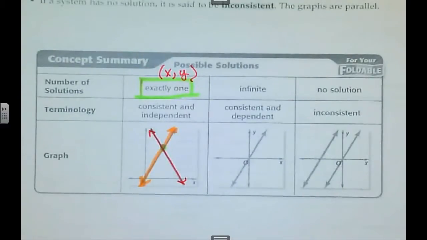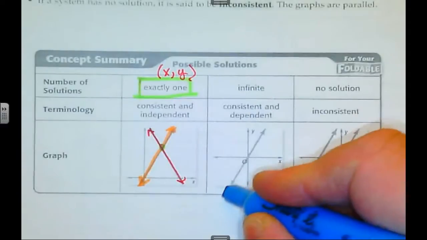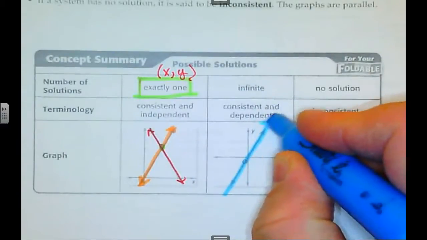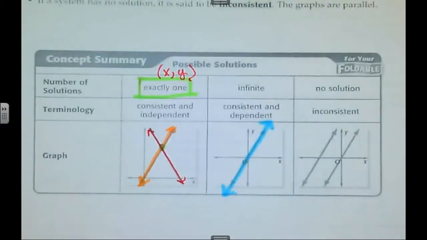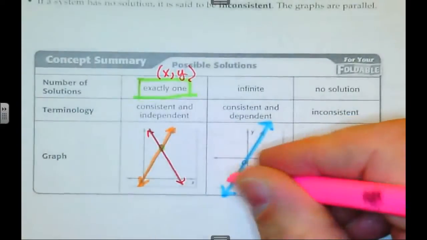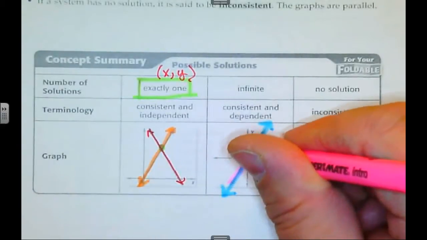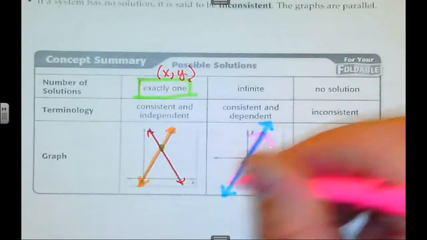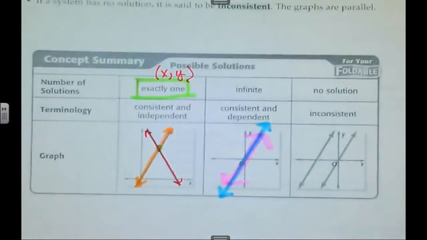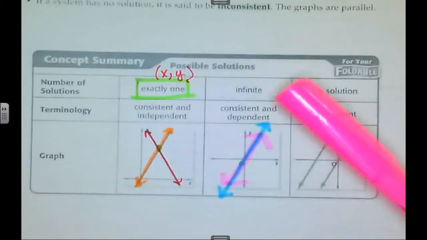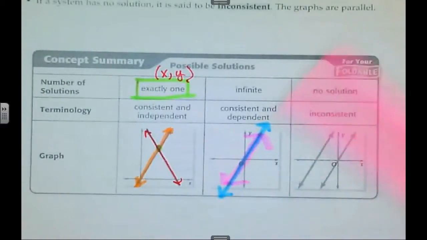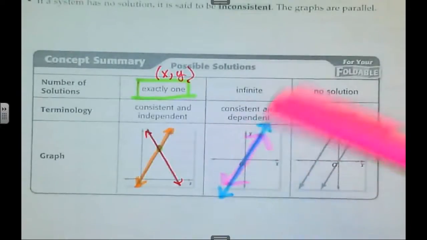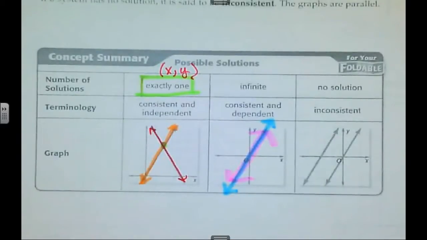Now, the second situation. If I have a line on a graph, there's my line, and what if I take another line and put it right on top of that line? How many points in common do they have? Where do they intersect? Yeah, infinitely many, because lines go on infinitely. So every point on this line they intersect, so there's infinitely many solutions.